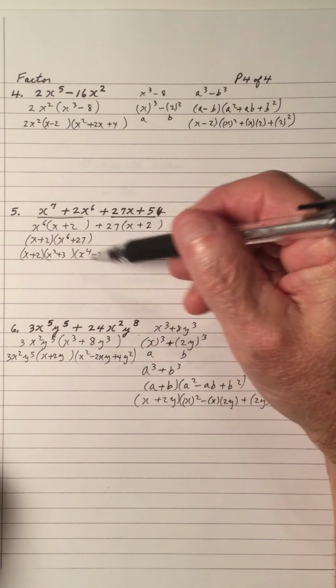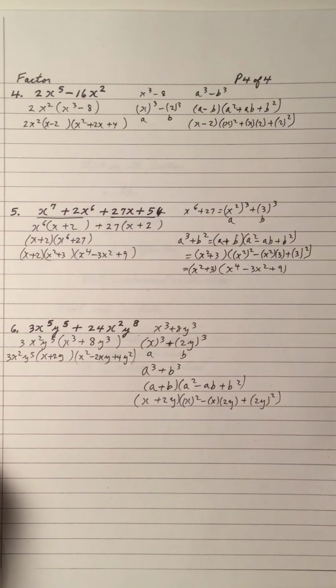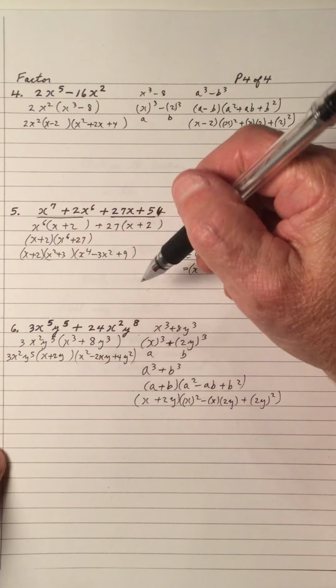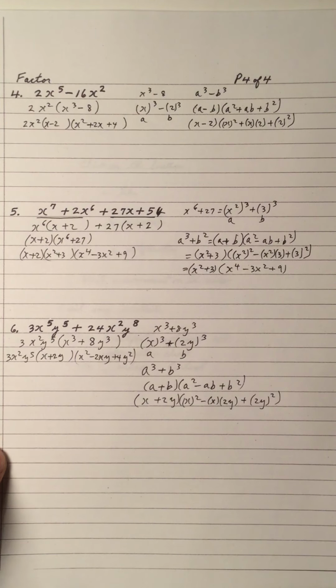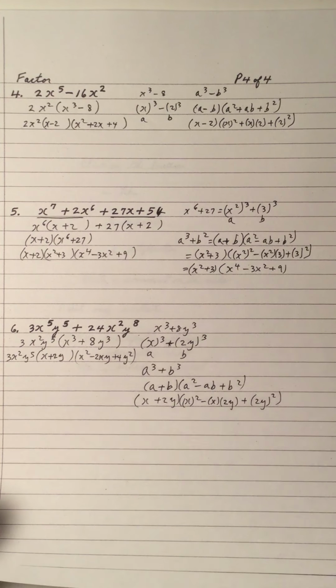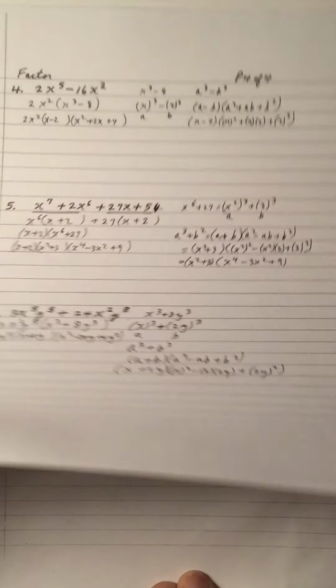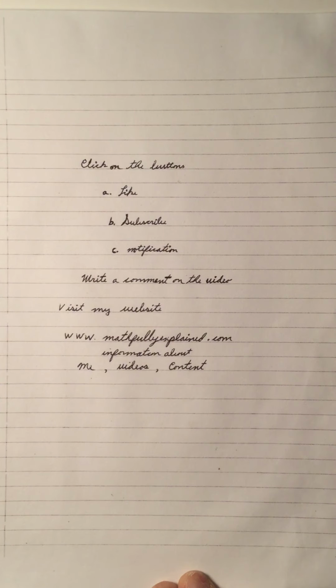Notice here you took out the GCFs, you did grouping, a little extra review. Not only are you doing cubes, but you're doing grouping and taking the GCF. Always take the GCF out if there is one. So that brings us to the end of this video, the sum and the difference of cubes.